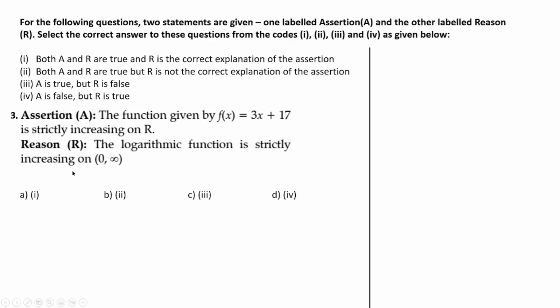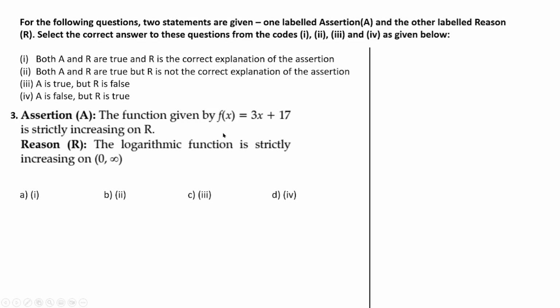The next question. Assertion: the function given by f of x equal to 3x plus 17 is strictly increasing on R. Reason: the logarithmic function is strictly increasing on (0, infinity). So here we can see that the reason is not a correct explanation of the assertion. Now let us check whether the assertion and reason are true.